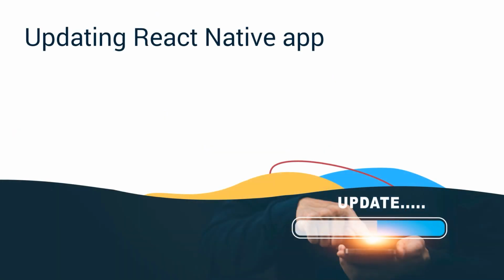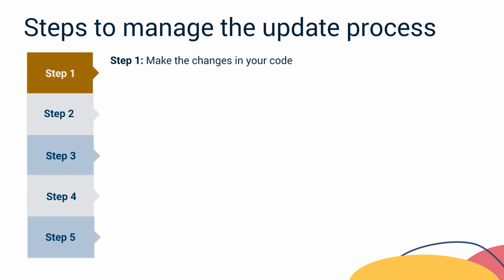To update your React Native app and reflect the latest changes on the Android device where it's installed, you'll need to create a new APK or an AAB if you're using Google Play and install it. Let's understand the steps to manage the update process. Begin with making all the changes in your code. It is crucial to ensure that you've made the necessary updates in your React Native project.